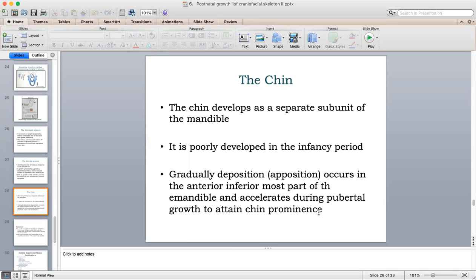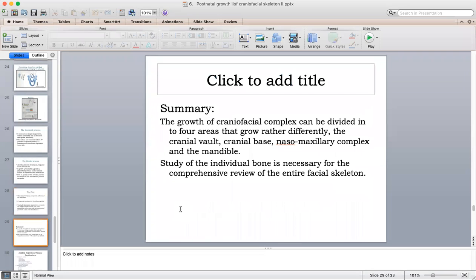So this is regarding all the parts of the mandible and the postnatal growth of the mandible in different dimensions. So this completes your topic of postnatal growth of maxilla and mandible. And with that, we have completed the entire topic of growth.